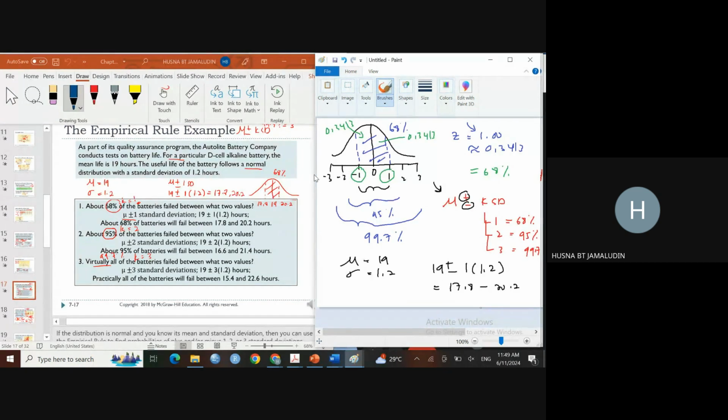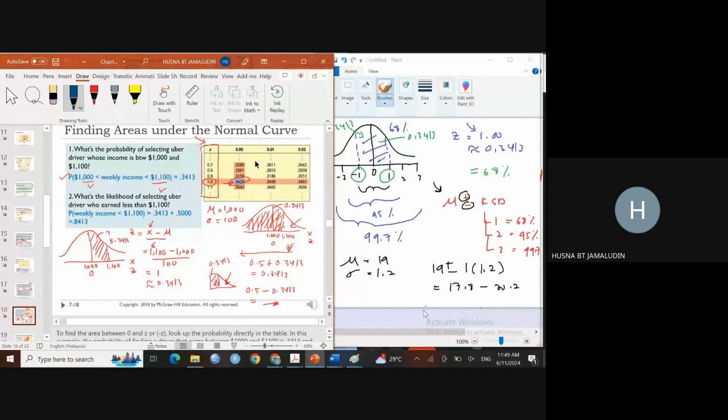Last, you can also try, because if you look at the question, they don't tell you about 99.7%. Because 99.7 is almost 100, they can say virtually all the batteries, or almost all, or practically all the batteries, or maybe majority. So you can tell from these words that it means about 99.7%. Then your K will be 3.